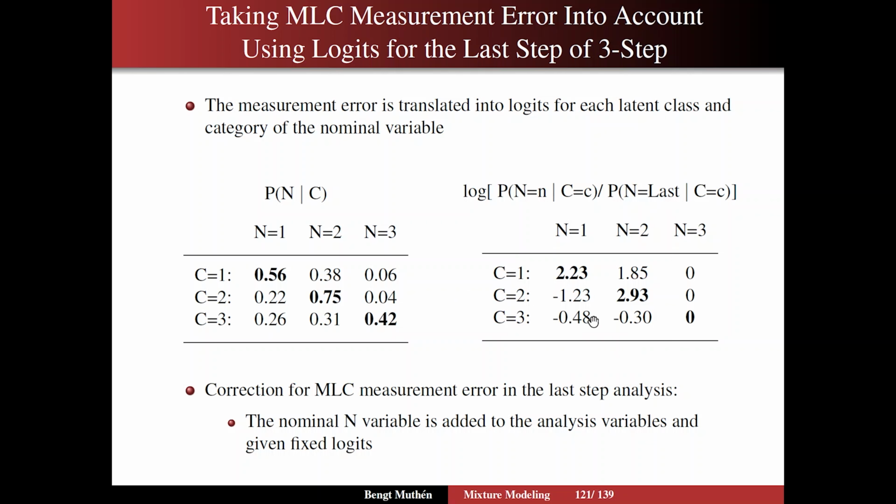If you look at the table on the right here, minus 0.48, how do we get that? Well, minus 0.48 is the log of 0.26 divided by 0.42. So that's n equals 1 for the last class, the last row, divided by n equals last, the third, for that same class 3. 26 divided by 42, the log of that is minus 0.48.